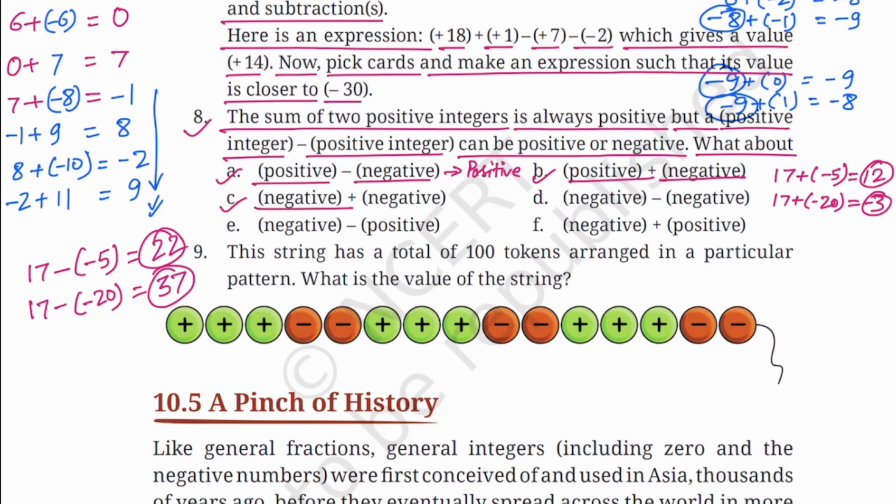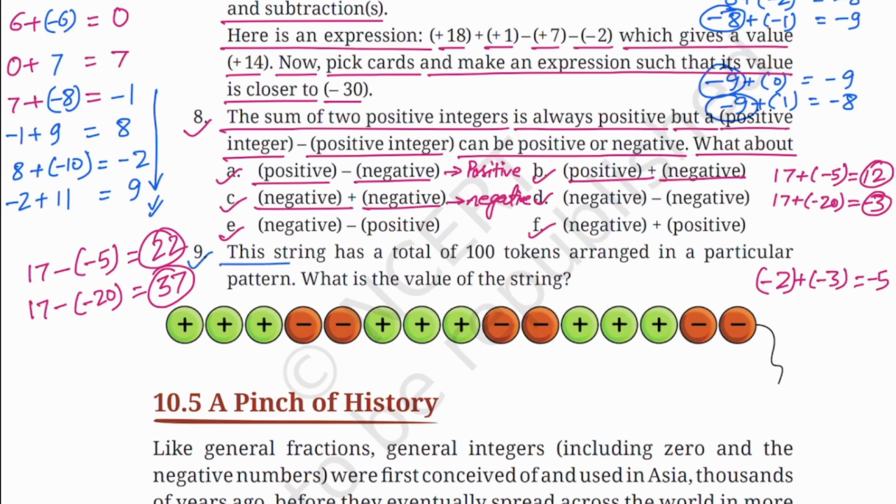C. Negative plus negative. Minus 2 plus minus 3. The answer is minus 5. Always negative. Similarly, you can try D, E, and F.